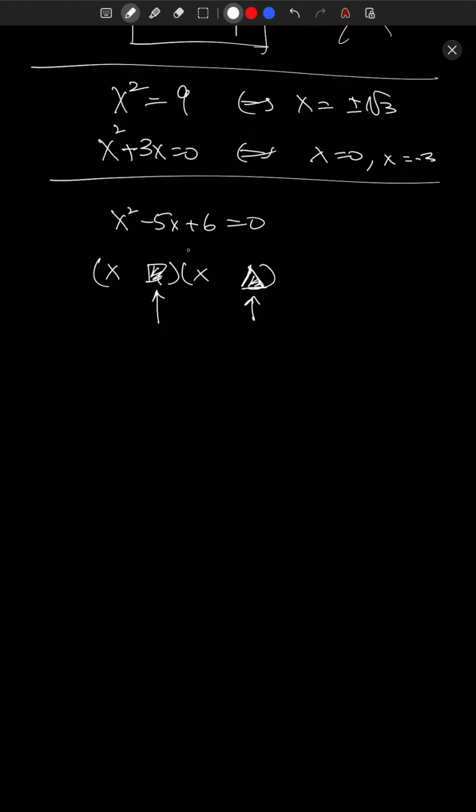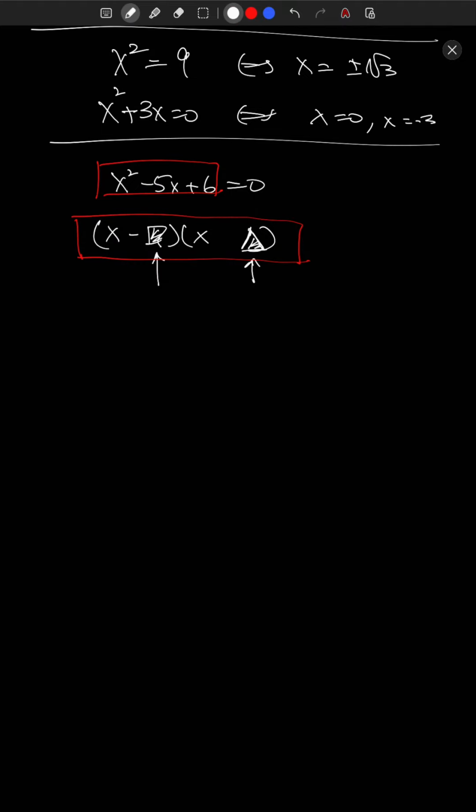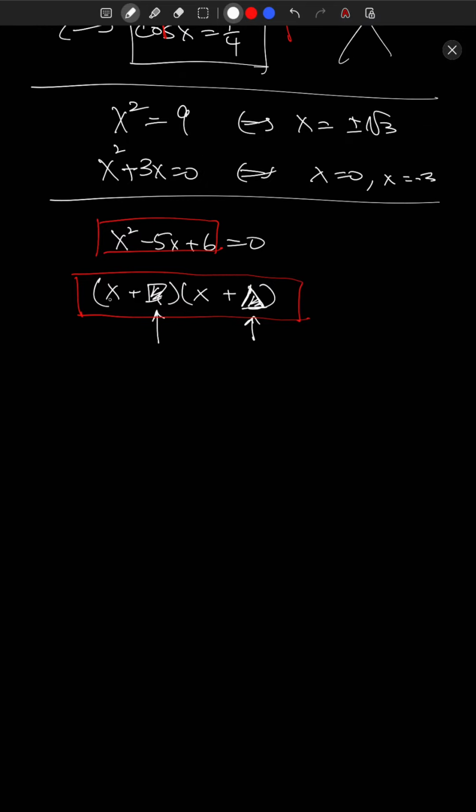Well, this x squared minus 5x plus 6 has to match with this thing down here. And so what that means is if I FOIL this out, every term has to match. So let me actually put a plus here and a plus there. When I FOIL this out, what am I going to get? I'm going to get x squared plus x times triangle, so triangle x, plus box times x, and then box times triangle.